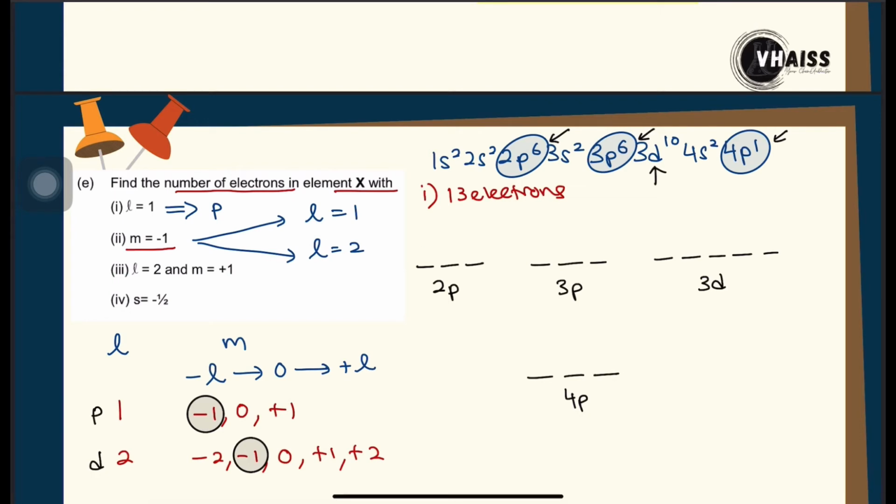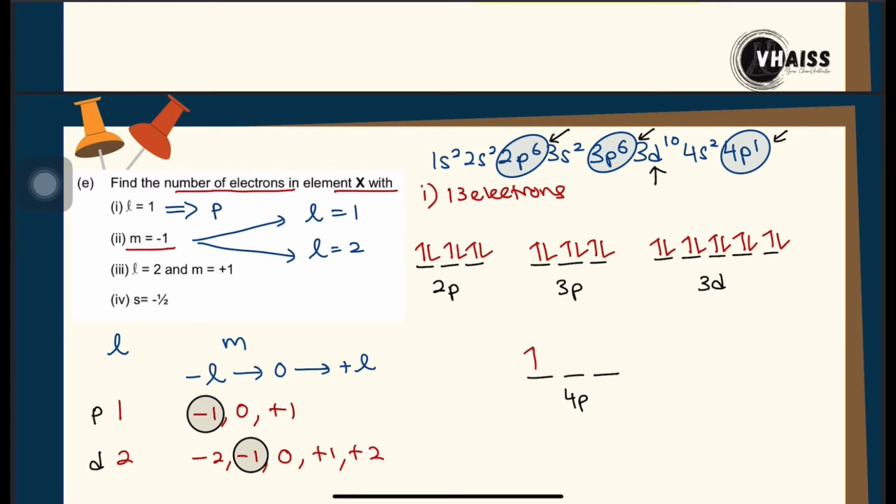2p is a completely filled orbital, therefore we have got 6 electrons in it. Same goes for our 3p and our 3d. As for 4p, we only have 1 electron filled.